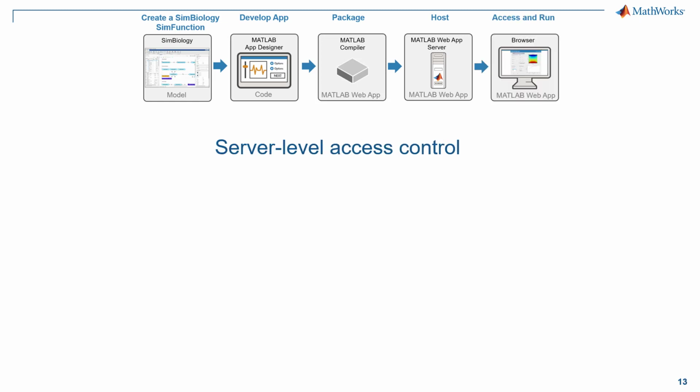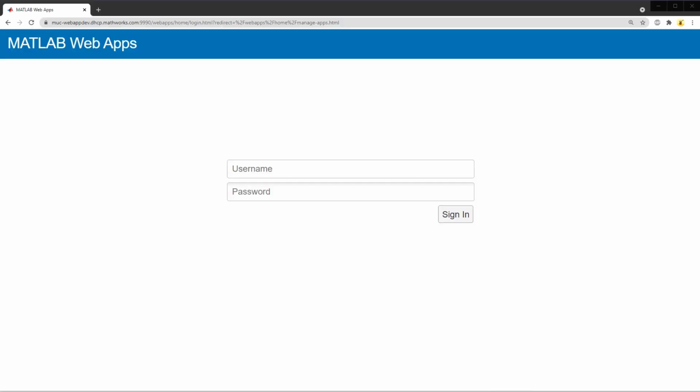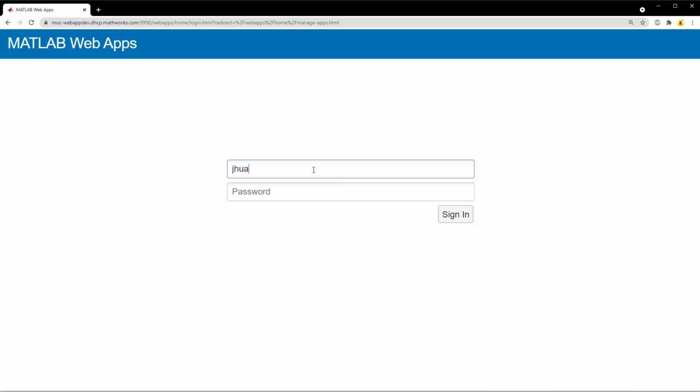So the first thing is that there is a server-level access control. So the MATLAB Web App Server integrates with your existing authentication servers like LDAP or Azure AD, for instance. That allows you to assign roles to users. So they could be authors, and those authors can upload, delete, and run apps. And they could be users that can only run the apps. So how does this look like? So if you go to the MATLAB Web Server homepage, you will need to sign in using your credentials.